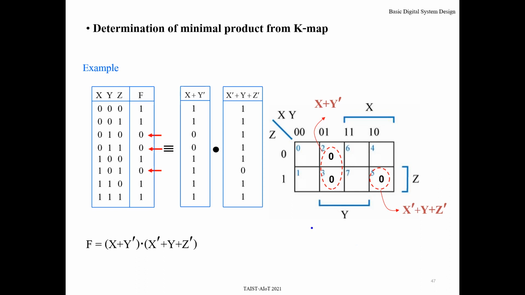Namely, the input that makes this term become 0 will also make the function become 0, because 0 AND anything becomes 0.